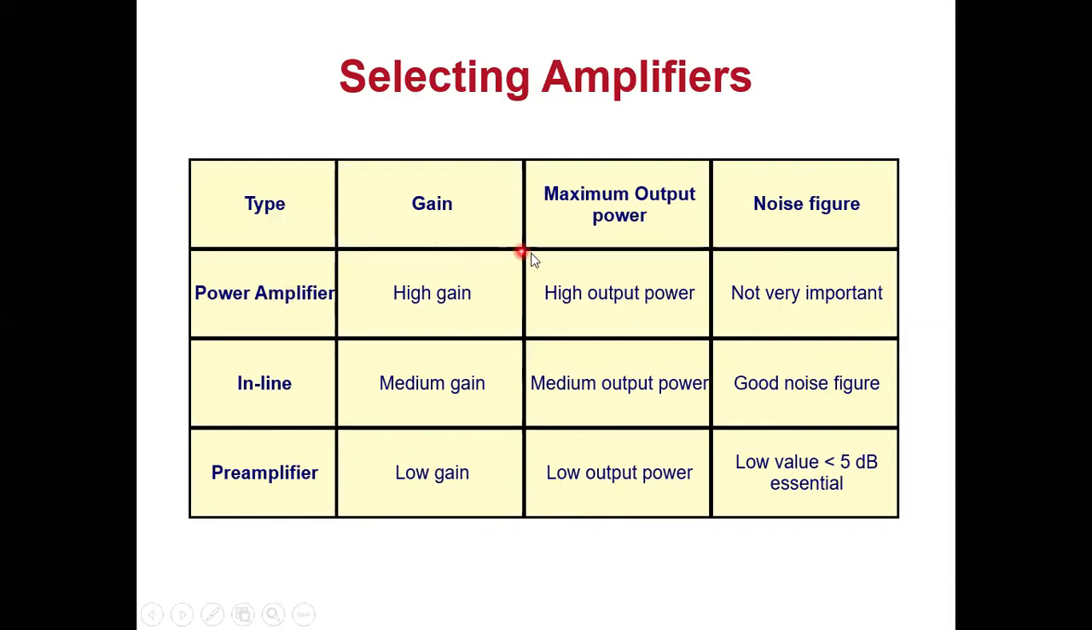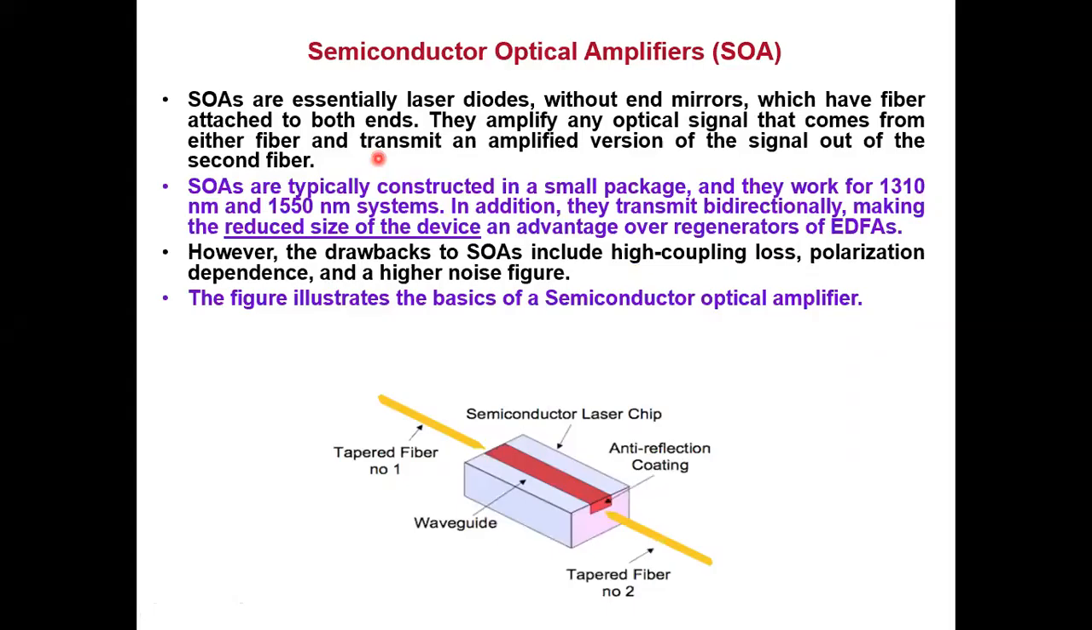So based on the requirement of gain, output power and noise figure, I have to decide whether I want a power amplifier, inline amplifier or a pre-amplifier. When you are actually designing your optical network, it's not only the source, the detector and selecting the fiber; all the other components like couplers, switches, you have studied so many components now, and splices of different types, all these play a crucial role and every component will introduce some loss.